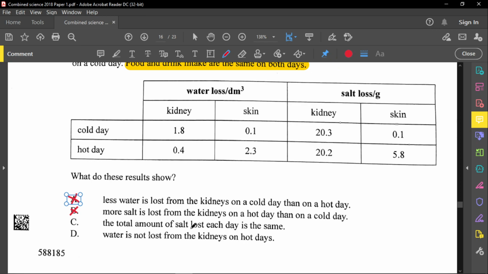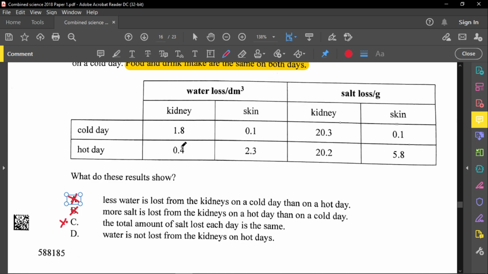Notice that the total amount of salt lost each day is the same, which is not showing the correct result here. They are different, in fact. So this is also an incorrect statement based on the result. And water is not lost from a kidney on a hot day, which is not true because water is here with the 0.4. It is some amount of water, isn't it?